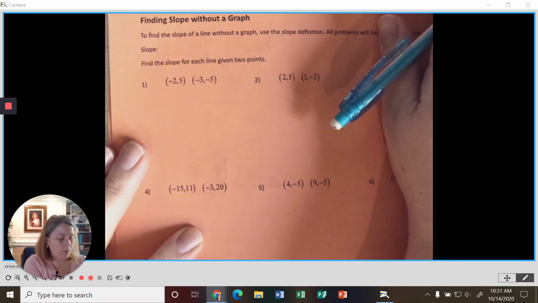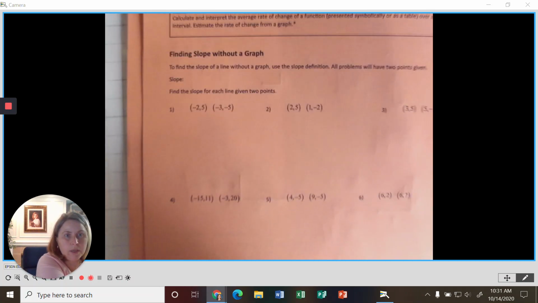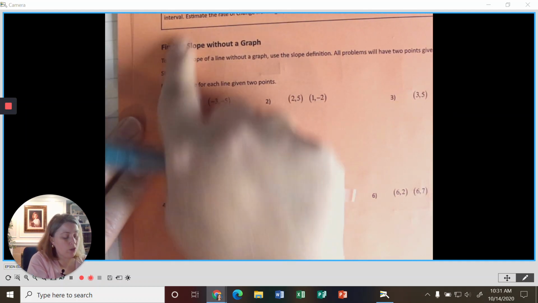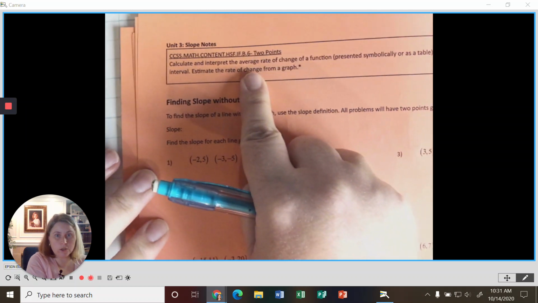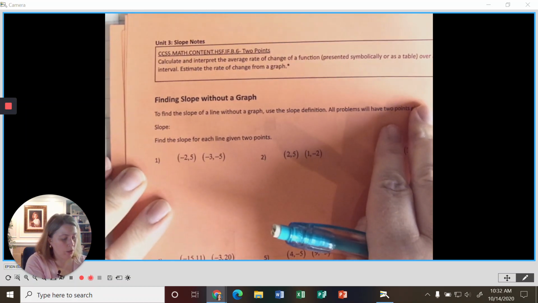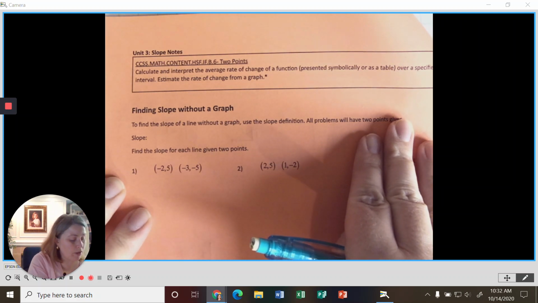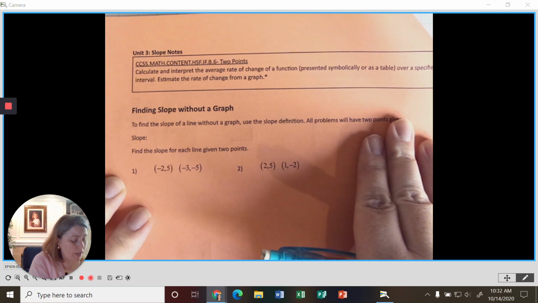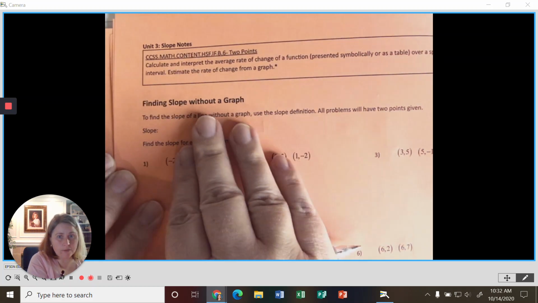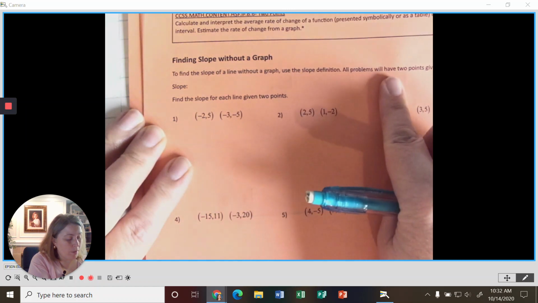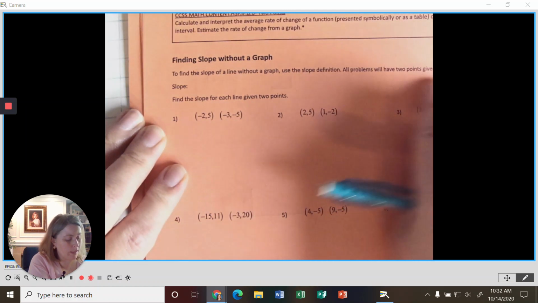All right, so now let's do some of those same problems, but we were not given the graph. Here's our standard: calculate and interpret the average rate of change of a function, presented symbolically or as a table over a specified interval. Estimate the rate of change from a graph. So we're doing this without a graph today. To find the slope of a line without a graph, use the slope formula. All problems will have 2 points given.